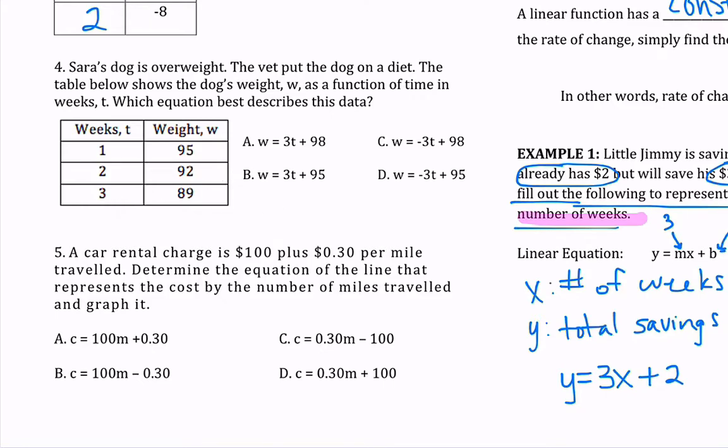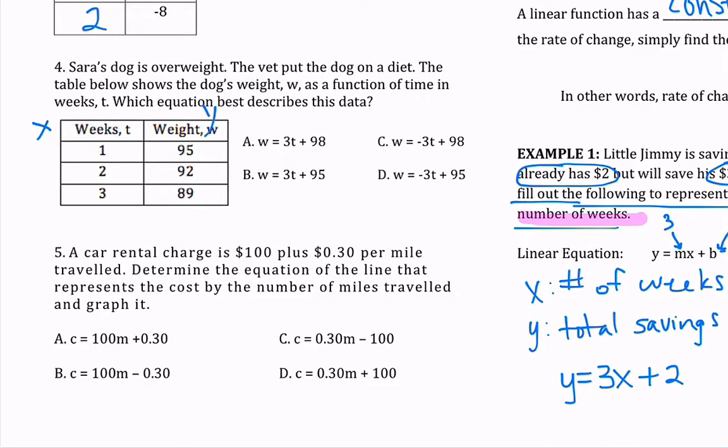All right. Okay, so we're trying to figure out which of these equations match this table. Well, remember, in order to find the equation, we need to find M, which is slope, and B is y-intercept, the starting point. In a table, this is always your x, and this is always your y, no matter what letter. So instead of x, they're letting t be x, and they're letting w be y.